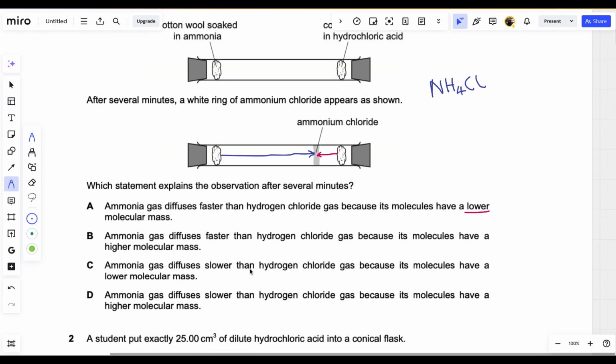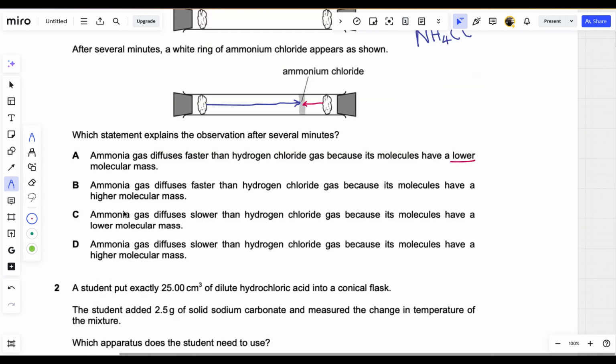You don't just say A and pick A. Option B says ammonia diffuses faster than hydrogen chloride gas because its molecules have a higher molecular mass. No. If you have a higher mass, you will not be able to move faster. So B cannot be correct. It does diffuse faster, but the reason they gave, a higher mass, is wrong.